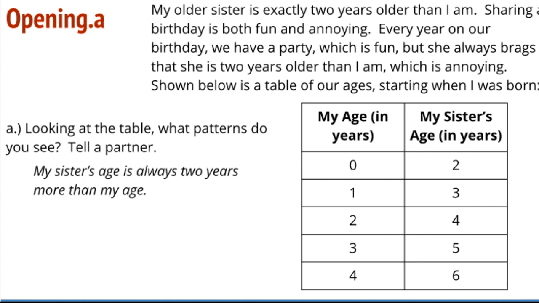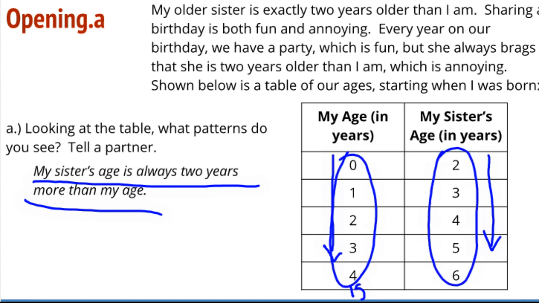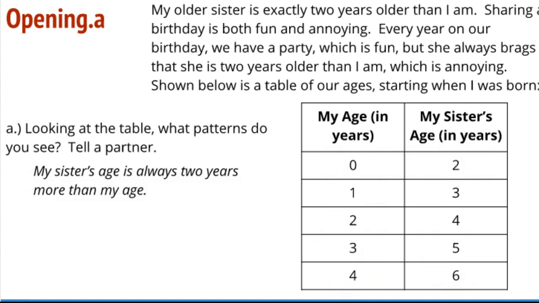Probably the most useful at this point is that the sister's age is always 2 years more than the narrator's age. This relationship this way doesn't have to stay this way. It doesn't have to grow by 1s. I could all of a sudden jump to an age of 15 if I wanted to. So this pattern of increasing by 1 is not locked in place. The relationship in the table is between the ages.